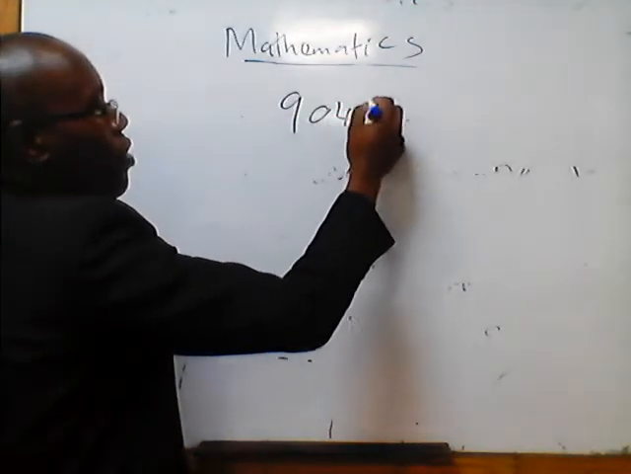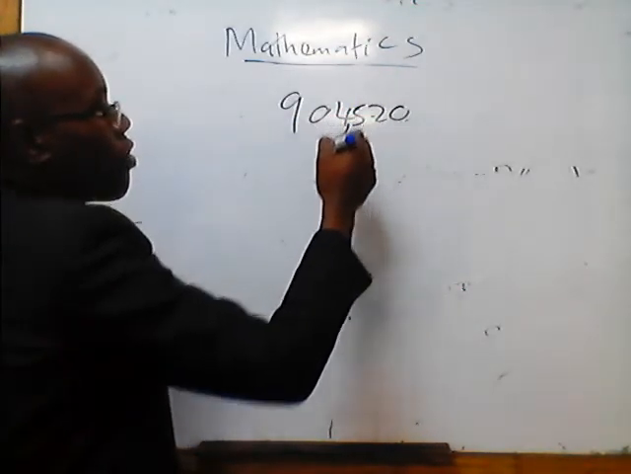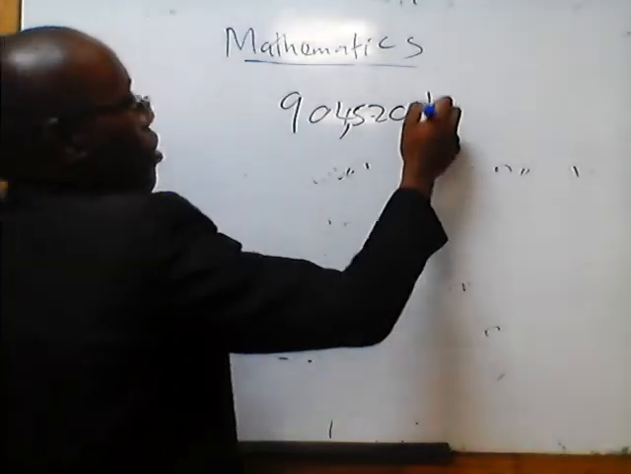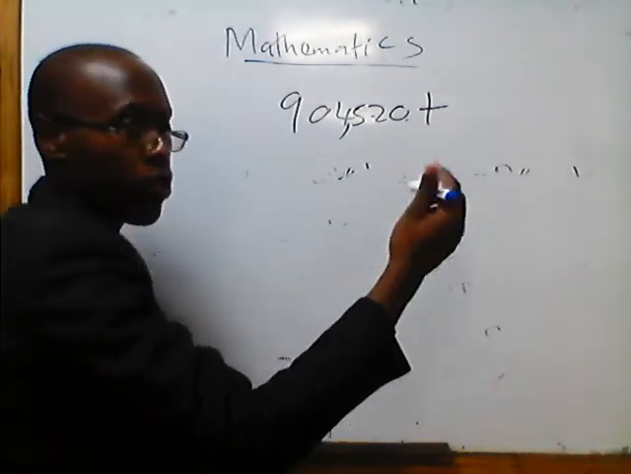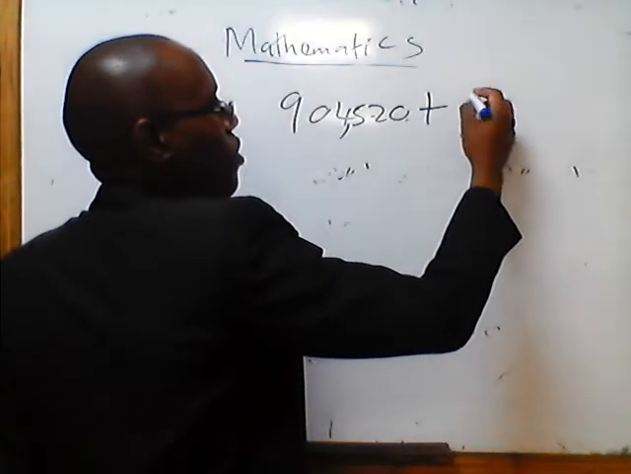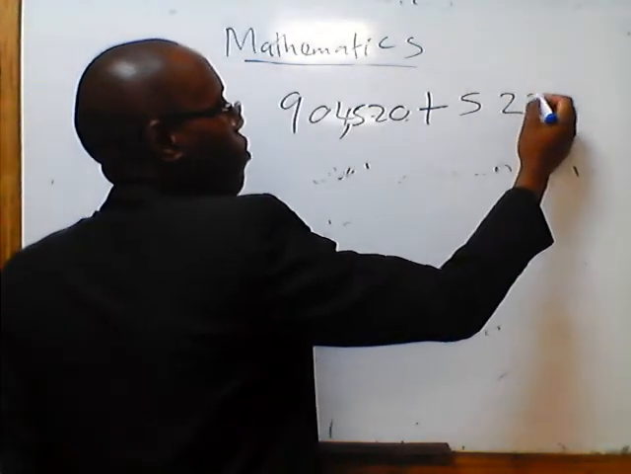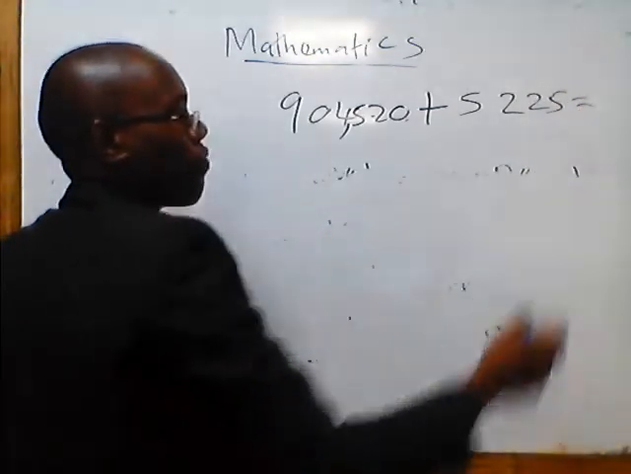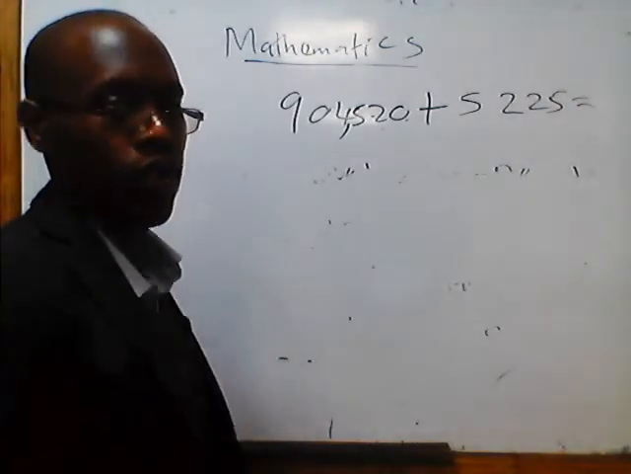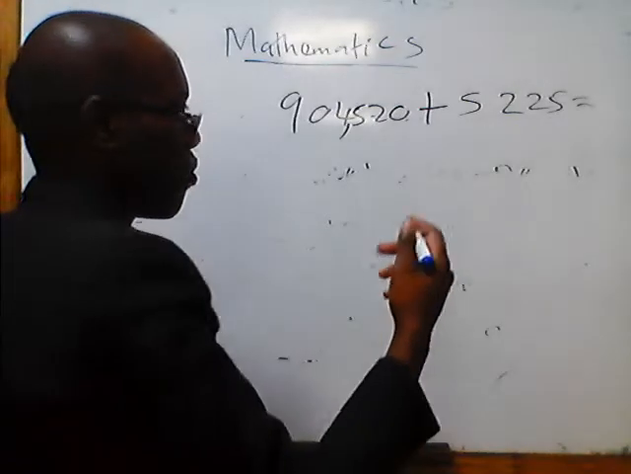90,421,239 or 4,520, and then you add, just using your calculator, plus 5,125. Then you find the answer using your calculator. You can just do that.